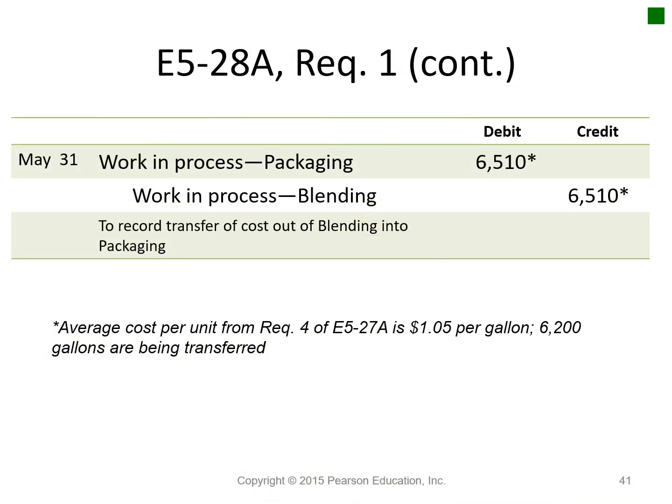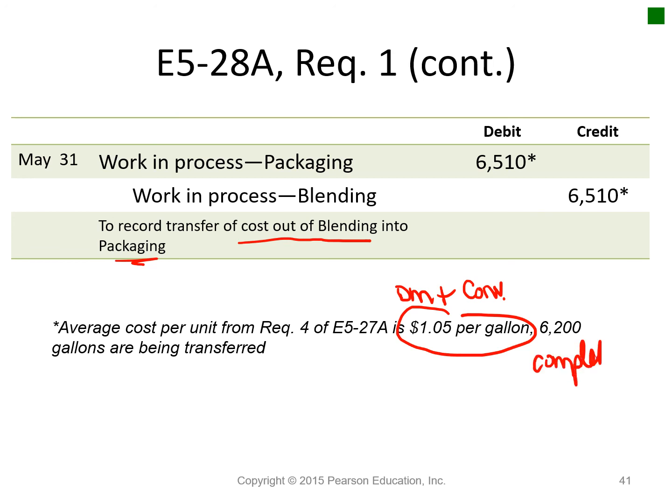And then the last step, again, you have to know all your averages, but this was to transfer the cost out of the blending into the packaging. You need to know your average cost per unit. So this will be a combined direct material plus conversion cost per equivalent unit, which they gave you was $1.05. You'd have to multiply that times the 6,200 units, which is what you had completed and transferred out. If you take that times that 6,200, that's where they're getting that 6,510. You'd simply debit work in process packaging, credit work in process blending.